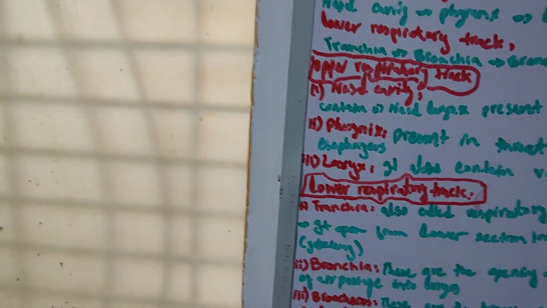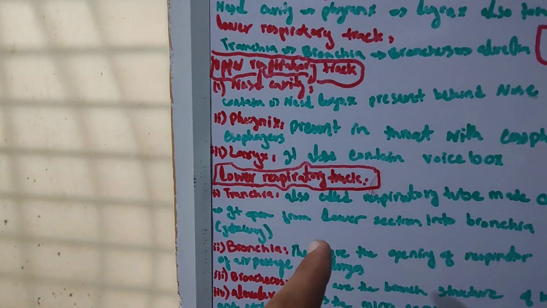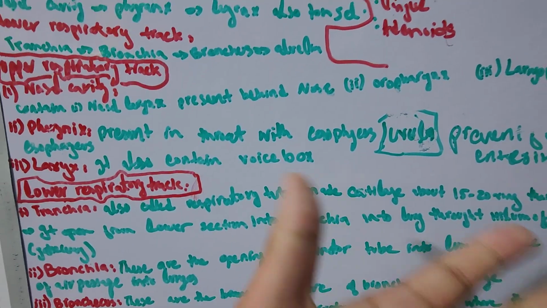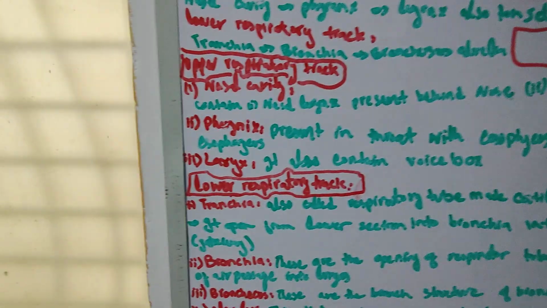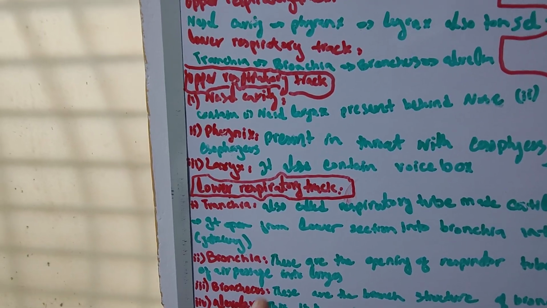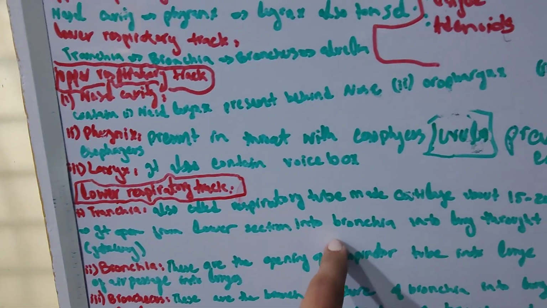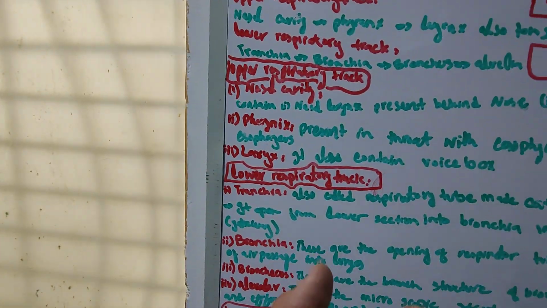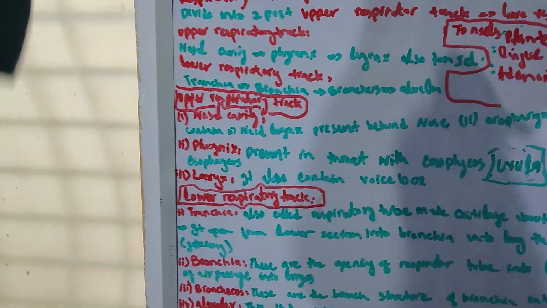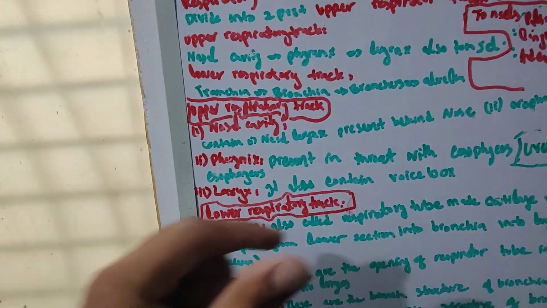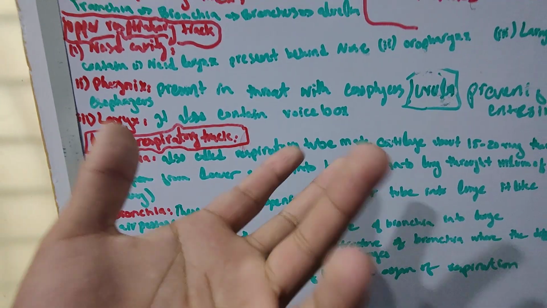Then the lower respiratory tract. It contains the trachea, also called the respiratory tube, made up of cartilage, about 15 to 20 cartilage rings. It divides at the lower section into bronchi, toward the hilum of the lung. Here is the head of the trachea, here is the lower trachea, then it opens from here into the lungs and makes the bronchi.